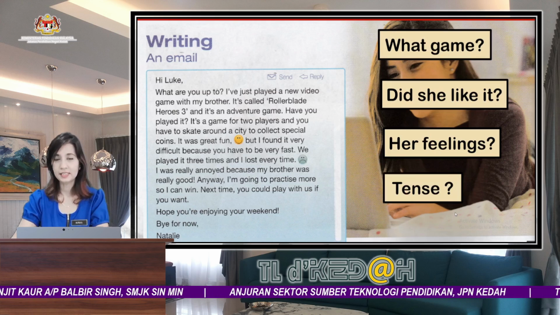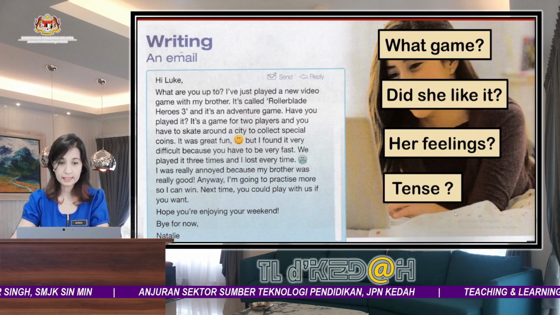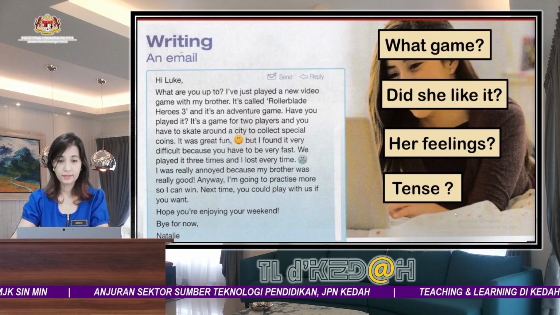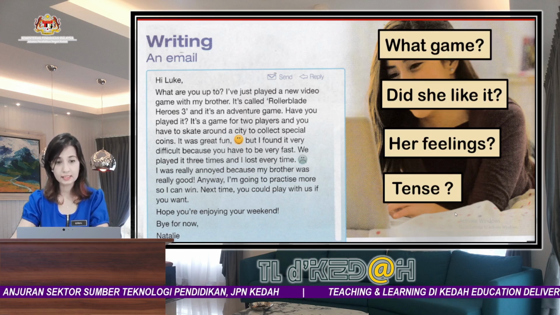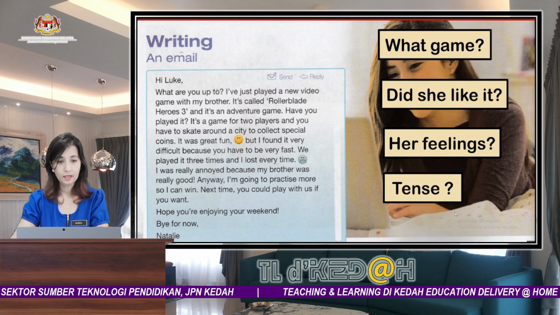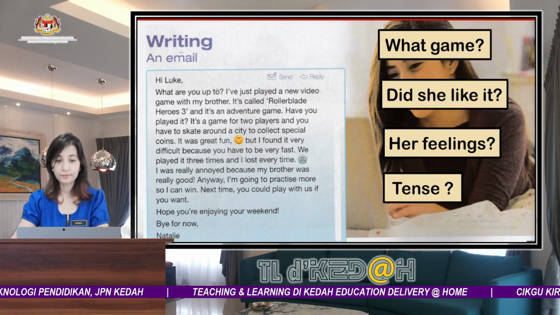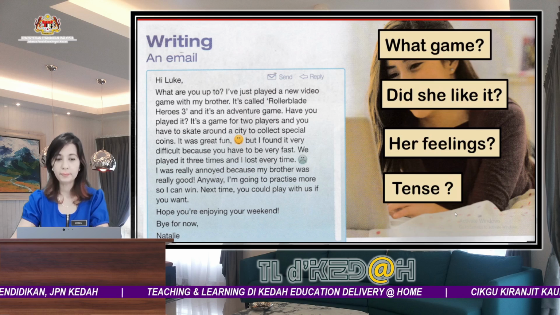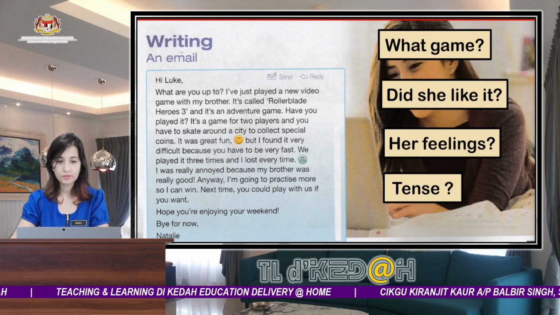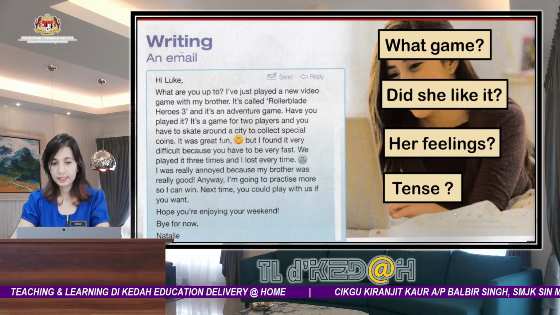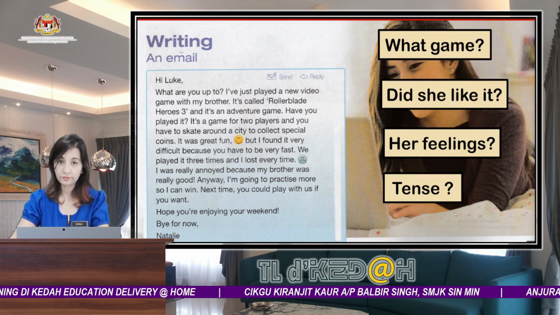What tense is used here? If you're sharing something that you have done, then you use past tense. For this email, she is sharing a game that she had played with her brother, so it's in the past. You can see words like just played, found. It was great fun. But I found it difficult. We played it 3 times. I lost every time. I was really annoyed. Was is past tense. But you can see a mixture of other tenses here, especially when you want to share your feelings.